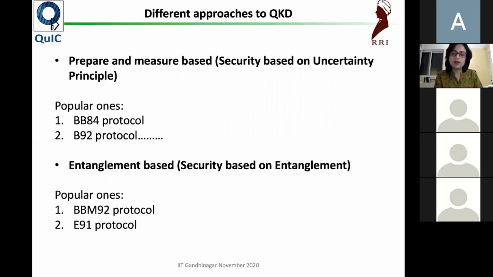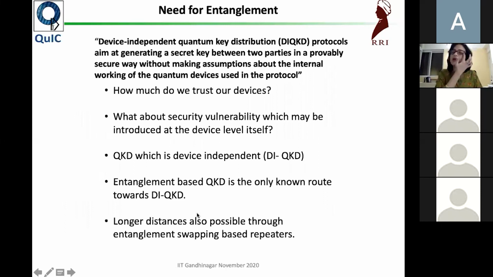Okay, there are different types of approaches to QKD. You can have popular approaches in both prepare and measure based approach and entanglement based approach. And so we have actually dealt with all of them. Why do you need entanglement? Because you can do with the BB84 type, but you need entanglement because you want to go to what is called device independent QKD in future.